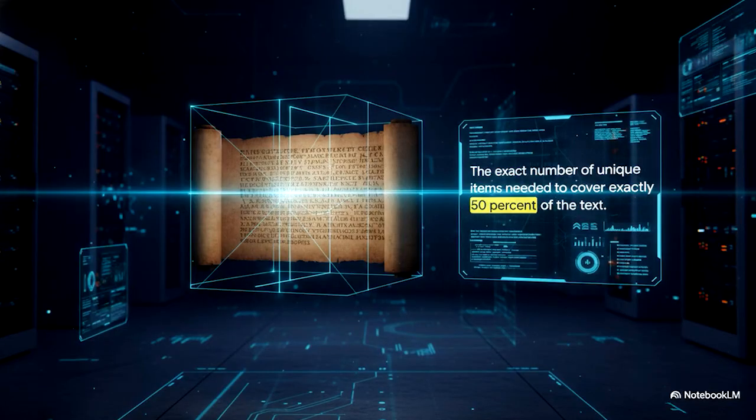So, to actually compare these hidden structures, we need a hard metric. And this brings us to the absolute climax of the data extraction, the K-value. The K-value is the exact number of unique words, or trigrams, that an algorithm needs to cover exactly 50% of an entire text. It's the absolute, unarguable measure of how dense and repetitive an author's linguistic style really is.